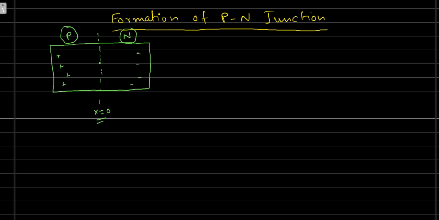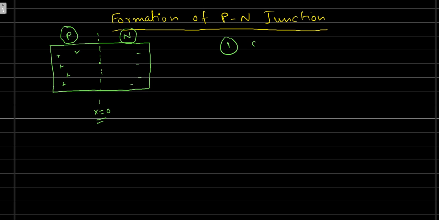So one side is acceptor type doped, that means on this side the holes are the majority carriers, and on the n side electrons are the majority carriers. Now, another thing: when you are applying doping, depending upon the doping profile, how the doping varies, there may be two types of junction.